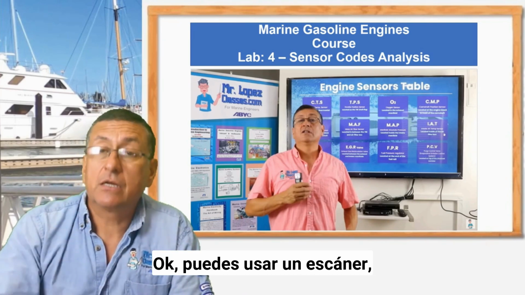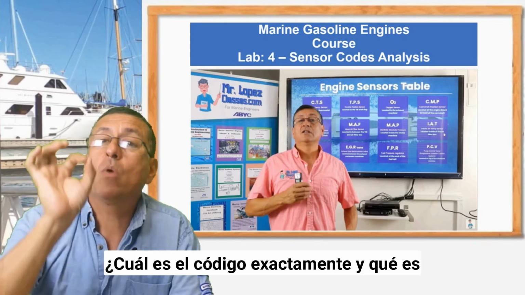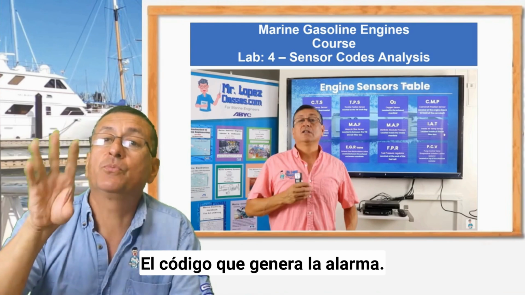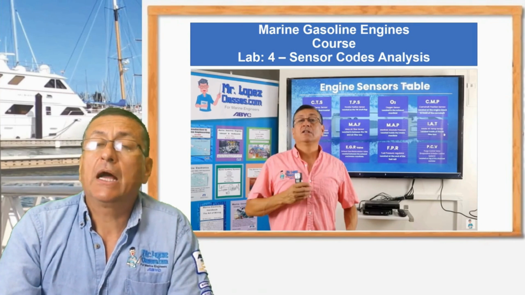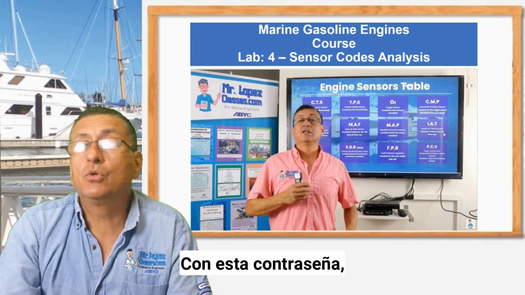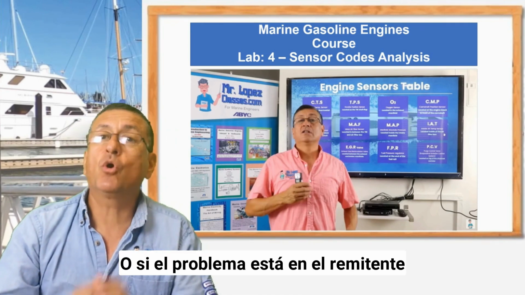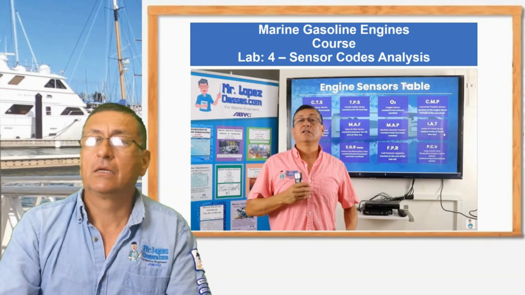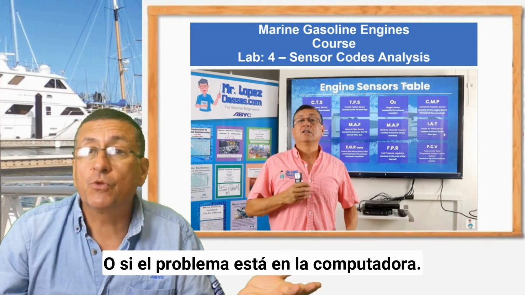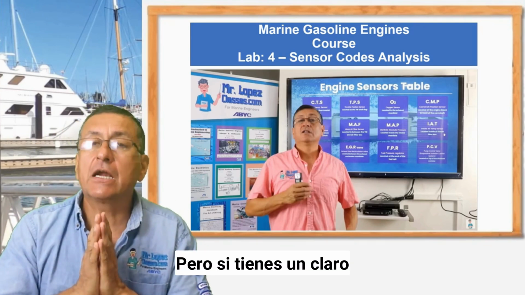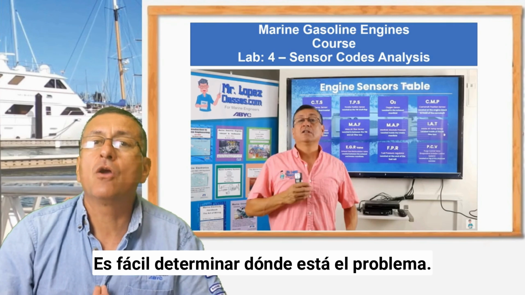Okay, you can use the scanner of that particular engine to identify specifically what is the code that is producing the alarm. Okay, I have the code, the OBD2 code, and with that code, I am going to identify if the problem is the sensor, or if the problem is the sender, or if the problem is the gauge, or if the problem is the computer. But if you have clear the concepts and you understand the engine, it's easy to identify where is the problem.